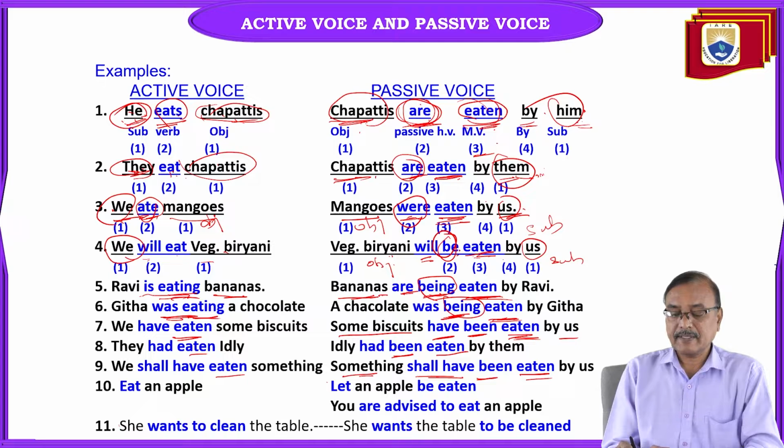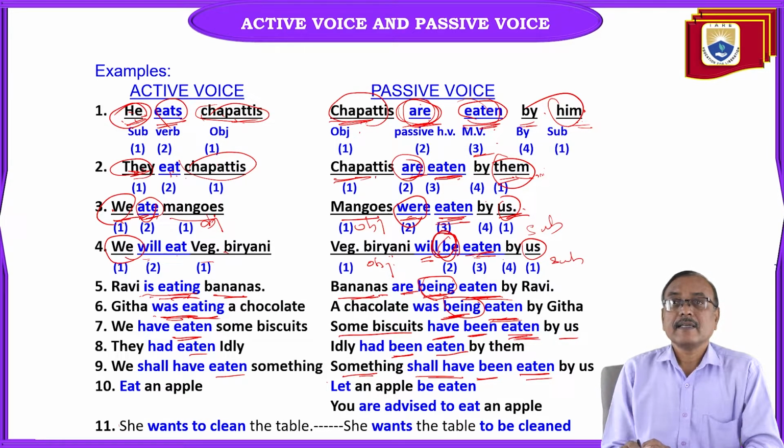Extra what is coming? "Be" is coming. "Is eating": here, what is there before "eaten"? "Being" is there. "Was eating": before "eaten", what is that? "Being" is there. So in continuous tenses, "being"; in future, "be"; in past, "was/were"; in present, "is/am/are". Okay, these are the passive helping verbs used.